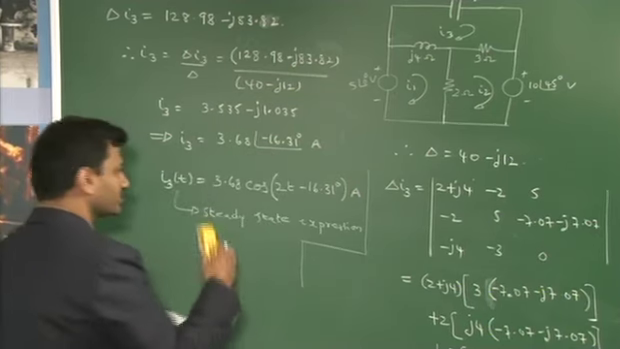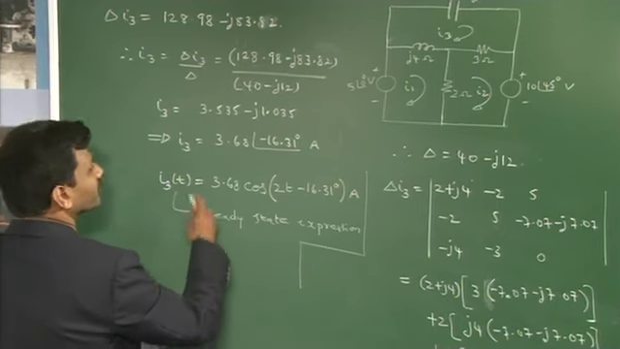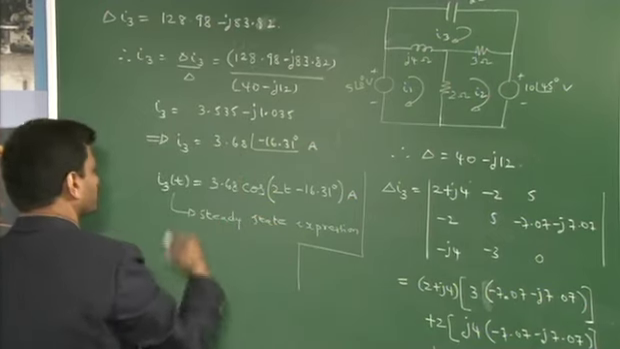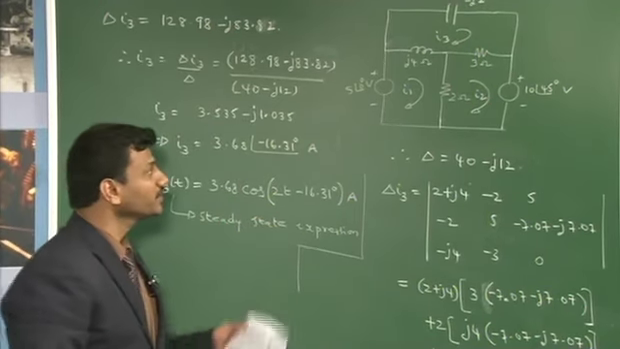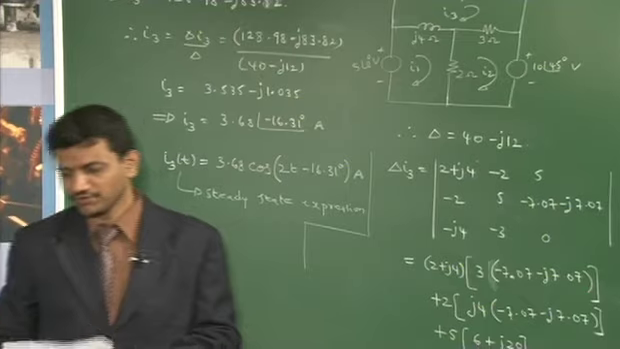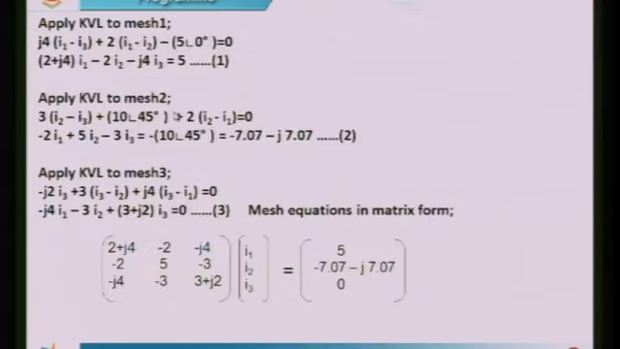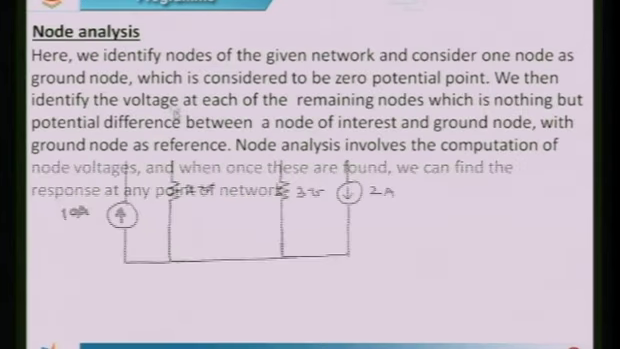So this actually marks the end of the problem, because our objective was to find the capacitor current, which we have effectively found. So that is the end of the problem. Now we will see the node analysis.